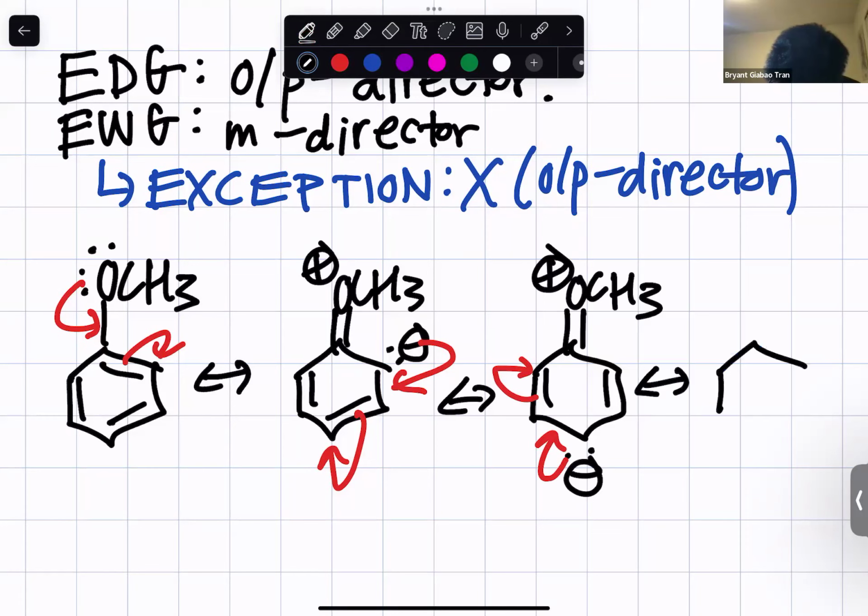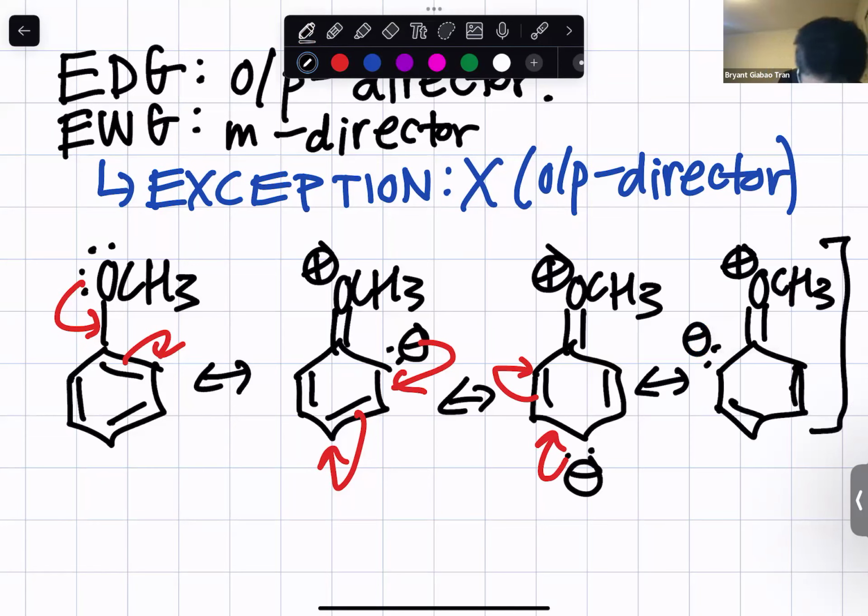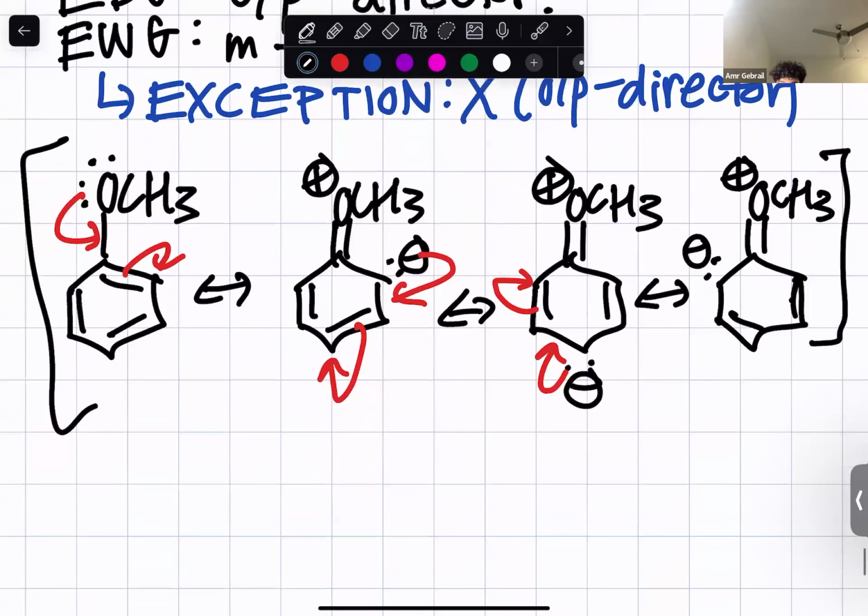Yeah, this is the last resonance structure. Do these resonance structures make sense? Like how I got to these here? Yeah, it does.